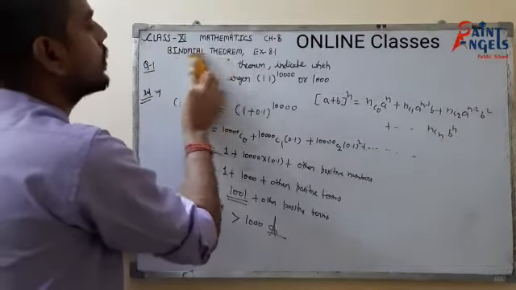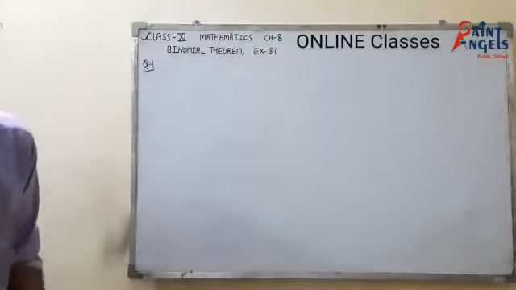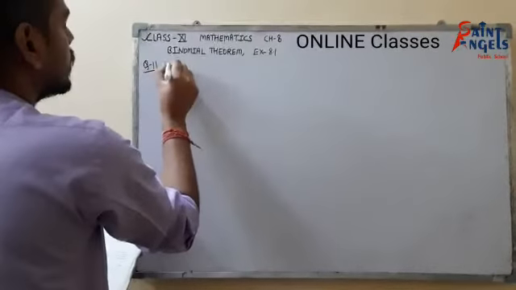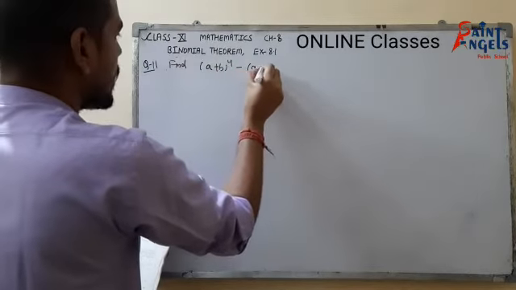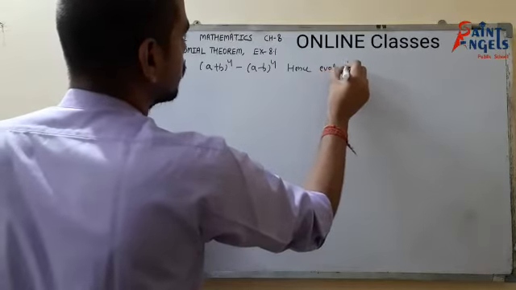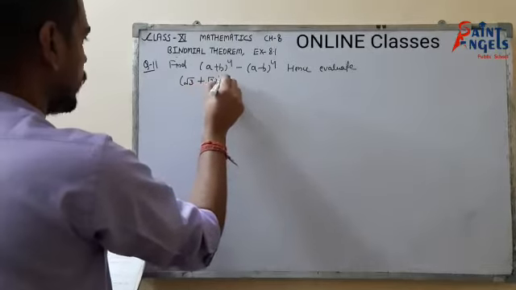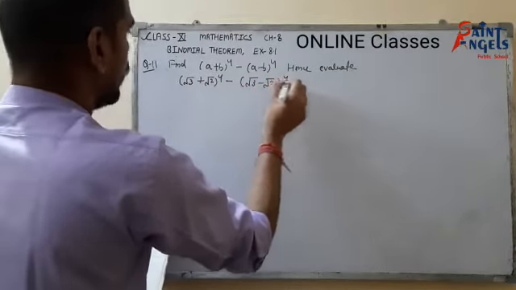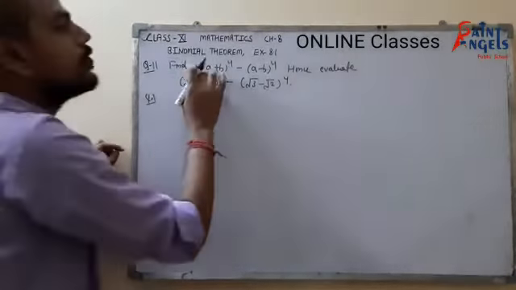Now look at question number 11. Question number 11 says, find (a + b)^4 − (a − b)^4, hence evaluate (√3 + √2)^4 − (√3 − √2)^4. Okay, so first of all we have to find the value of this expression and then this expression.